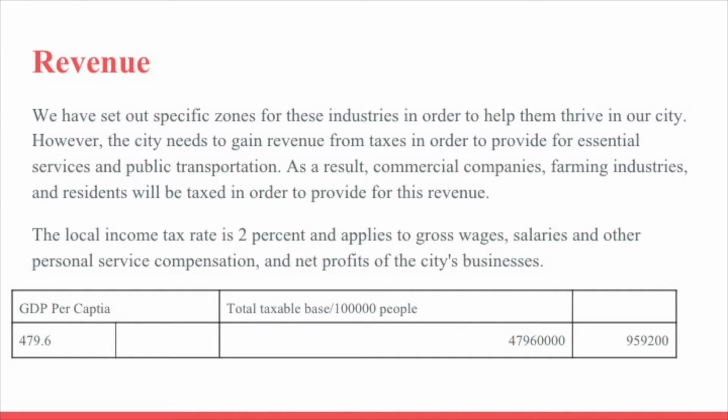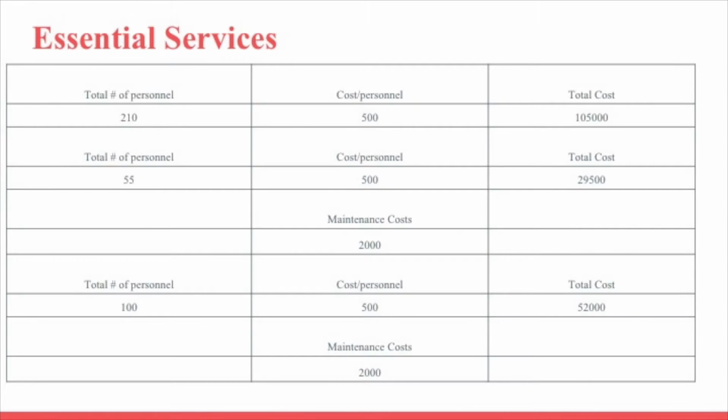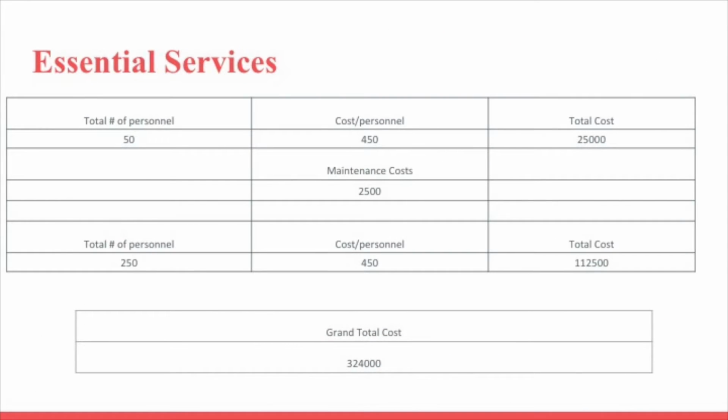However, the city needs to gain revenue from taxes in order to provide for essential services and public transportation. As a result, commercial companies, farming industries, and residents will be taxed in order to provide for this revenue. The local income tax rate is 2% and applies to gross wages, salaries, and other personal service compensation and net profits of the city's businesses. The following slides show the cost for maintaining and hiring essential services for the city, such as police, firefighters, EMT, and more.